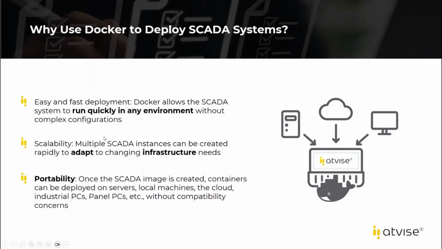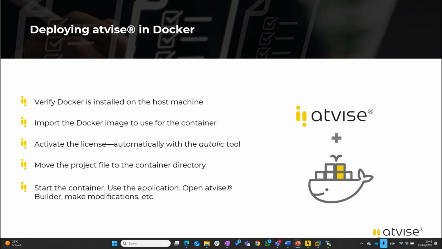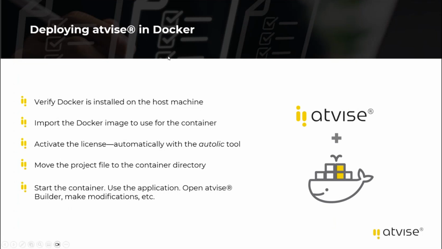A few advantages before getting into the example is that this container is totally independent, and it's also portable. You can move the container to another machine, or even create a new container based on the image, and it still works. So it has this advantage over, for example, virtual machines. So let's go to the live example using atvise, deploying atvise in Docker containers.